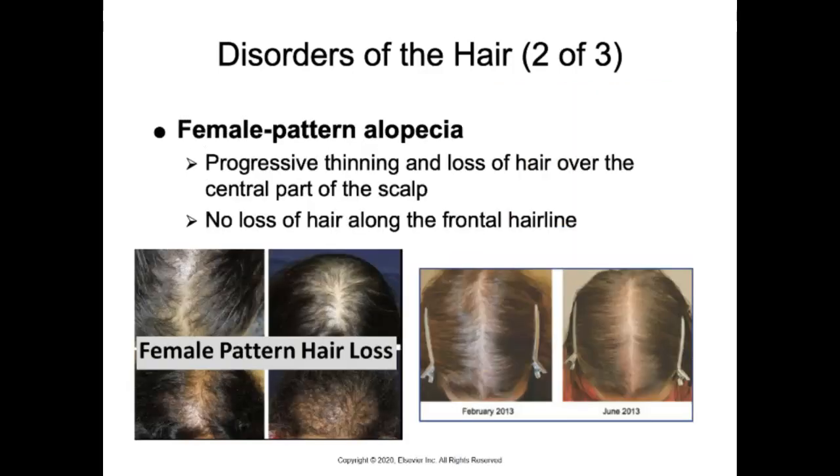There is also a female pattern alopecia, which is going to affect women who are genetically susceptible within their 20s and 30s who may experience some genetic and hormonal changes. And we see that there is a thinning and a loss of hair over the central part of the scalp where the hairs are growing a lot shorter and thinner.